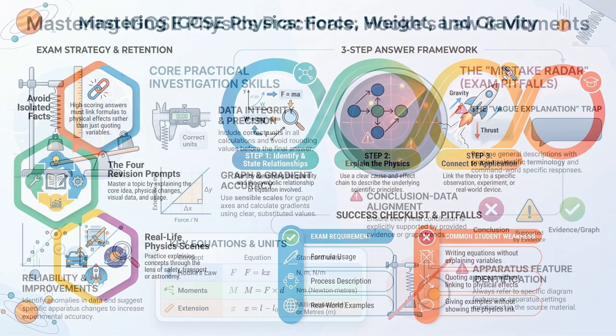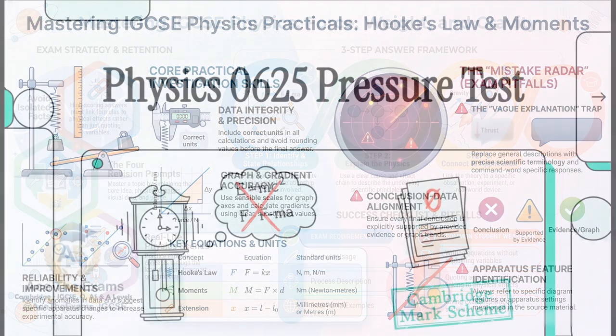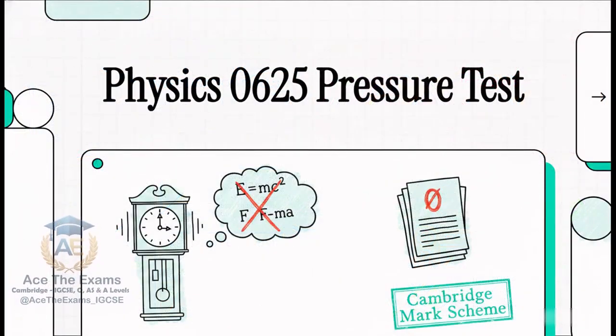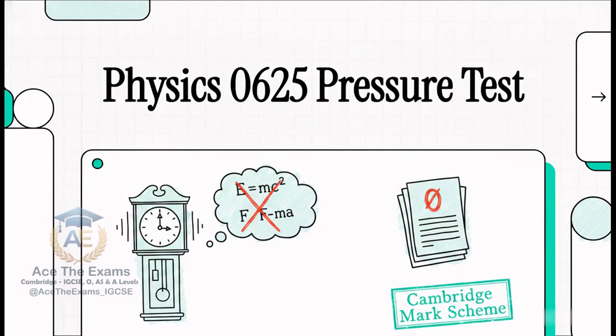You're in the exam hall. The clock is ticking down. You read a physics question, you write down an answer that makes perfect, logical sense to you in your head, but when results day comes around, the examiner has given you 0 marks for it. Why?